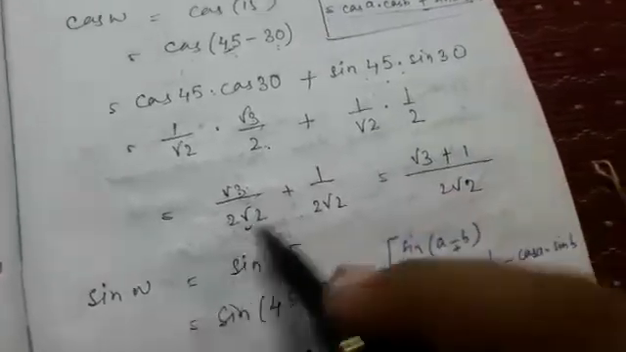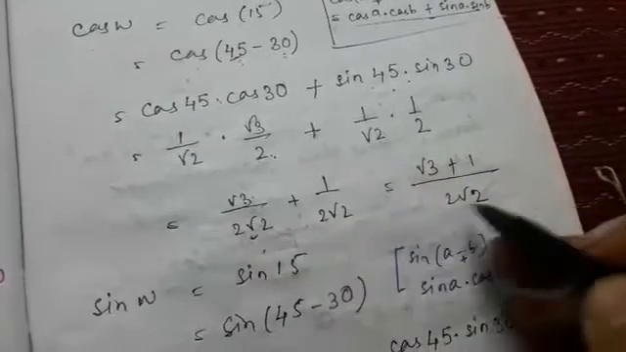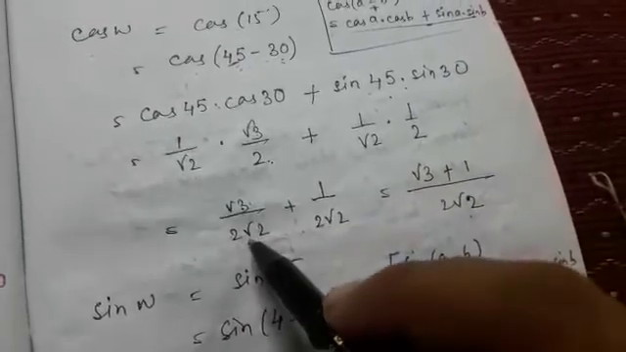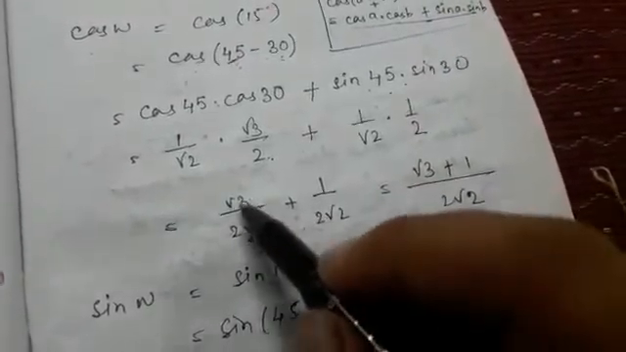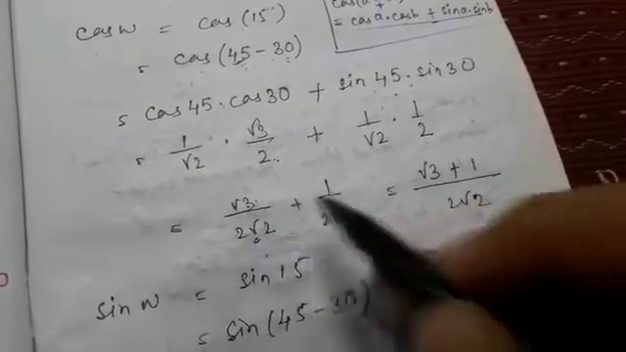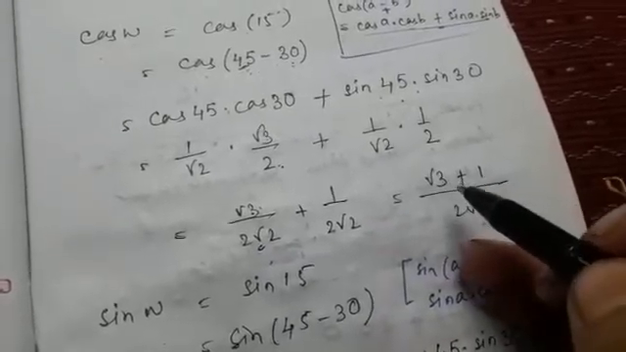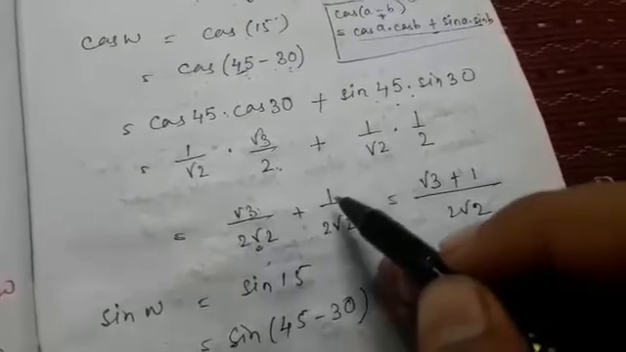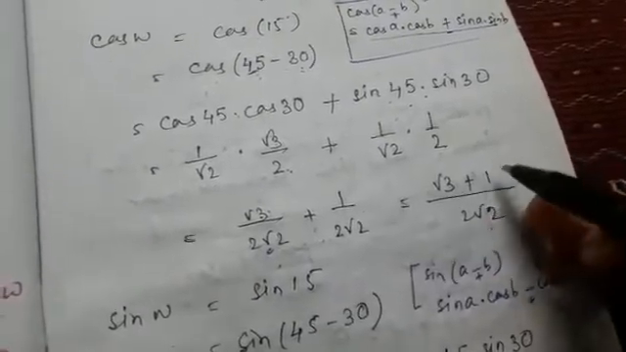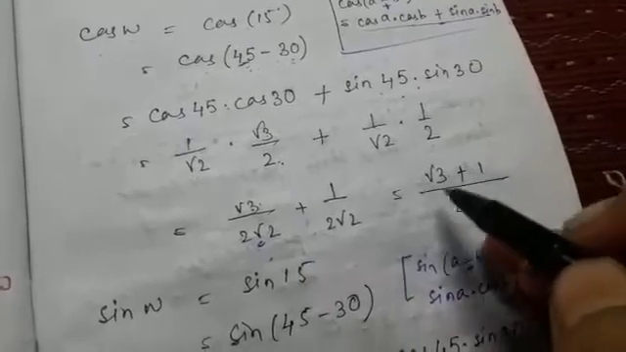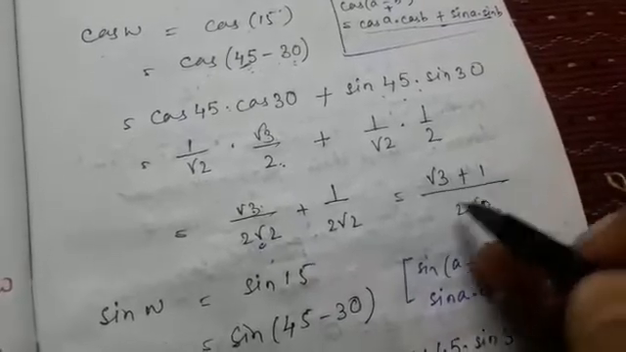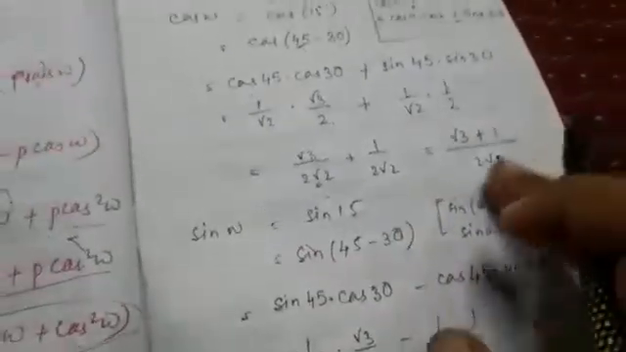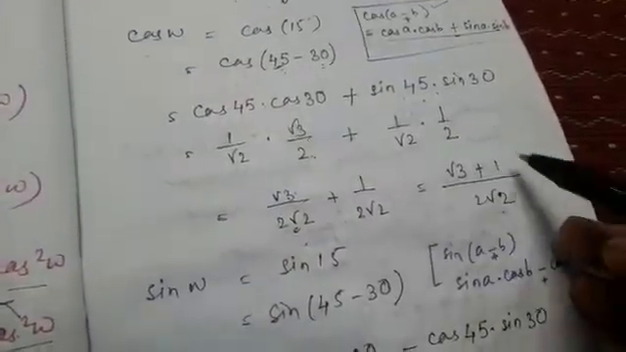Now see, you can do LCM. So 2 root 2, 2 root 2, 2 root 2 LCM. So when you will see with 2 root 2, this root 3 will be multiplied by 1. Right, so root 3 into 1, that is root 3 only, plus again this 1 will be multiplied by 1, so it will be 1 only. So in the numerator, you will get root 3 plus 1 by 2 root 2. Now we have got the value of cos omega. What is it? It is root 3 plus 1 by 2 root 2.